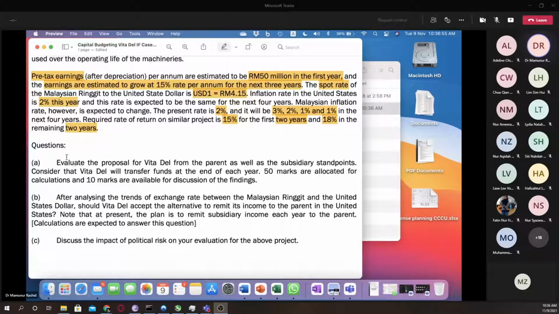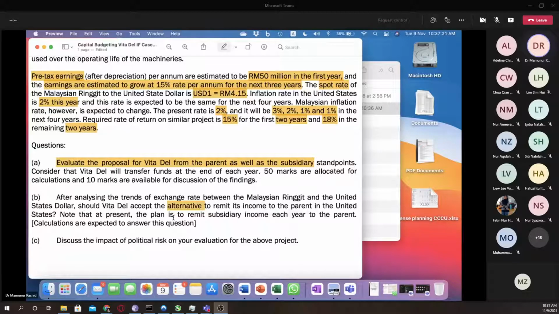Okay, so what do you have to do? Questions. Evaluate the proposal for Vitadel for the parent as well as the subsidiary. You see, you need to do both. And after analyzing the trends of exchange rate between the Malaysian ringgit and the United States dollar, should Vitadel accept the alternative to remit its income to the parent?